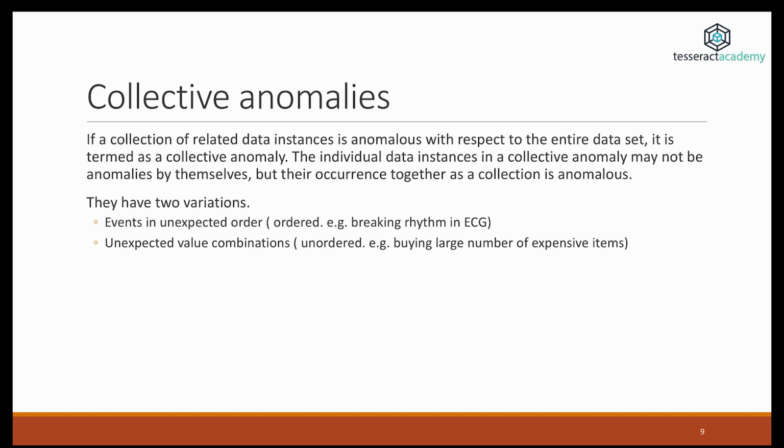One is events that take place in unexpected order. So let's say, for example, that you have some data points which you expect to be ordered, like a heart rate or brain activity. For example, when someone sleeps, you expect the sleep stages to follow a certain progression from light to deep sleep to REM and then the opposite. So if this order is not followed, then you can talk about a collective anomaly.